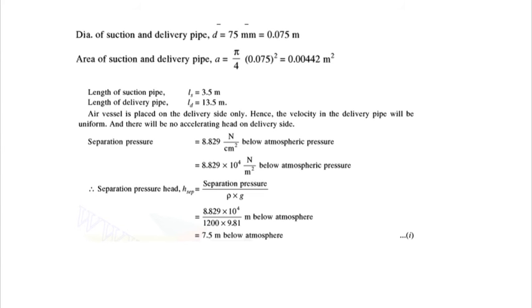Separation pressure is given, that is 8.829 Newton per centimeter square, but it is below the atmospheric pressure. We can convert it into Newton per meter square by multiplying it by 10 to the power 4. We can calculate the separation pressure in the form of head by dividing it by rho into g. So we can calculate, and that is 7.5 meter below atmosphere. Separation takes place at the value of 7.5 meter pressure head below atmosphere.